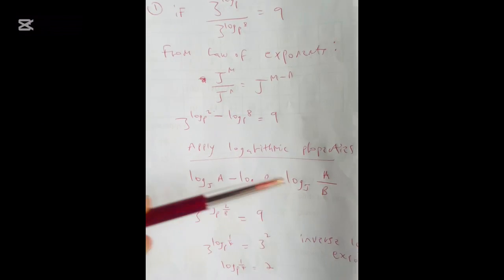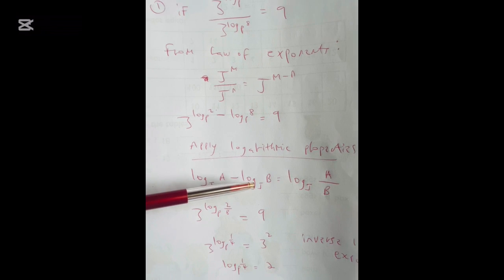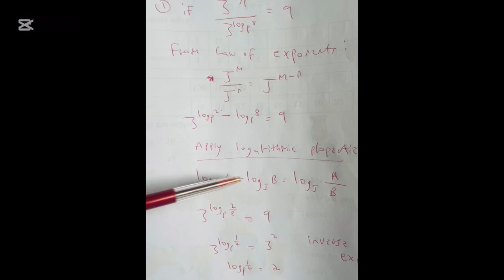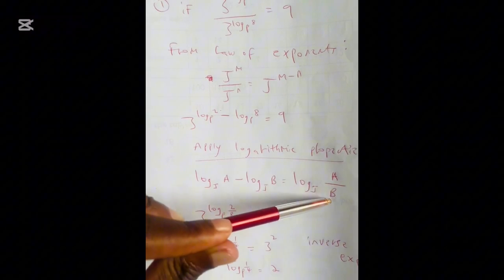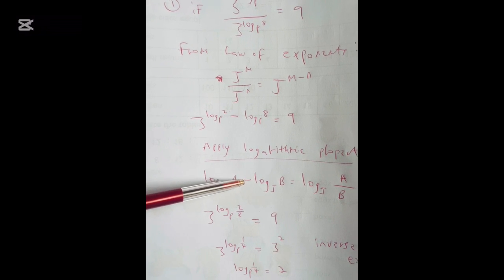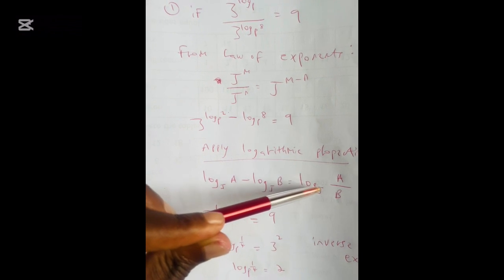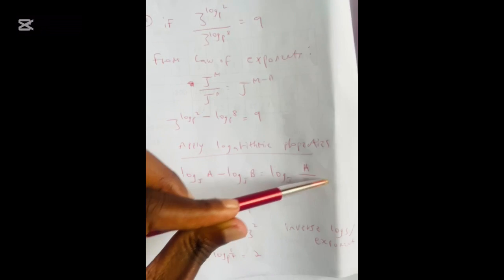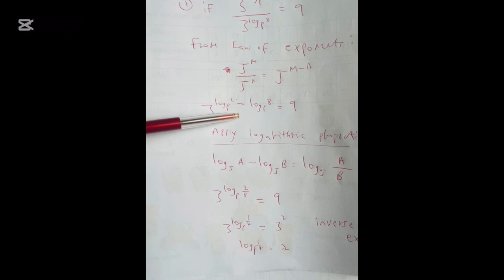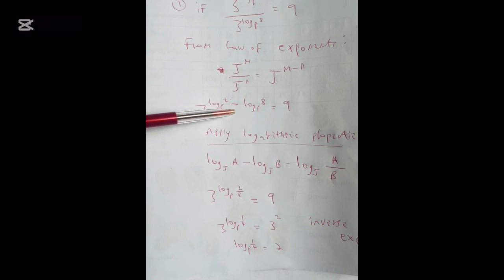A over b. So remember something about logarithmic properties. When you are subtracting, the result is going to be division. When you are adding, if here it was a plus, we're going to say log j of a times b. Okay, so that's what happens with logarithms, guys. These are some of the properties that you guys must remember. Okay, so I'm going to apply this on this problem.